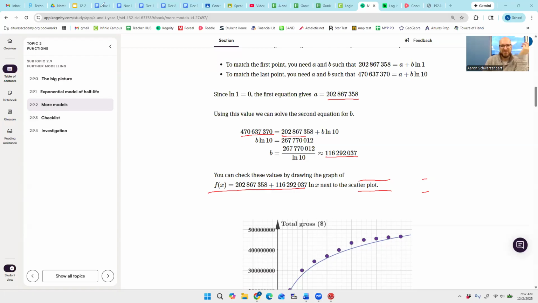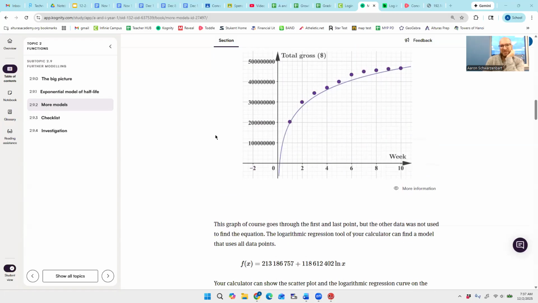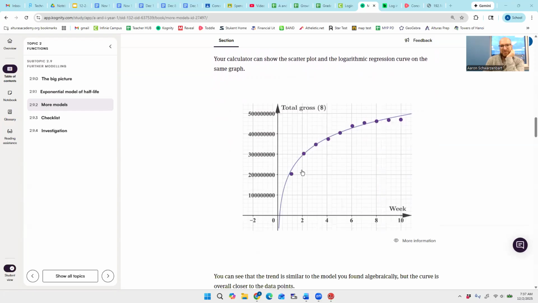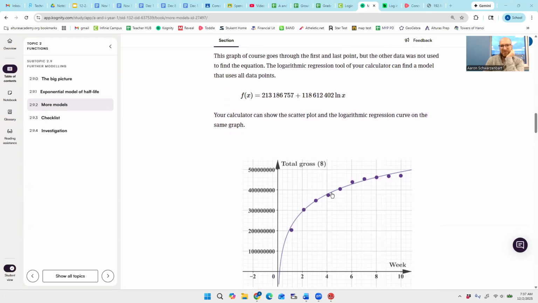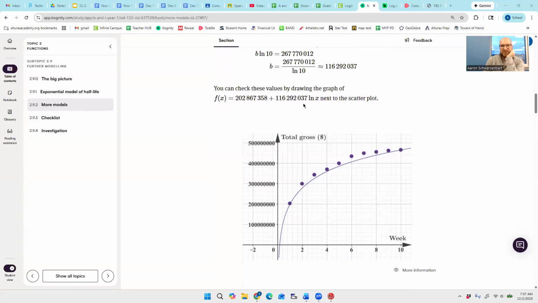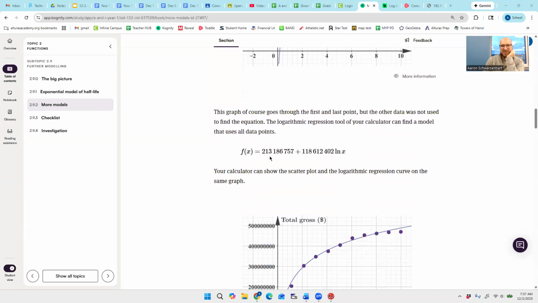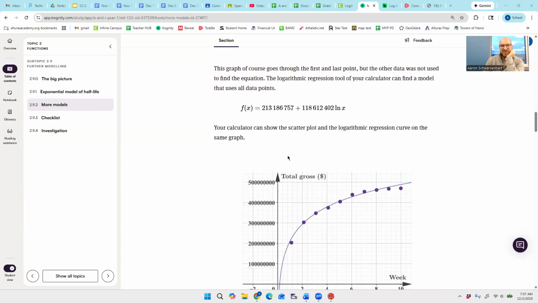We could also model via graphing calculator. But it's important to know that you can model using a pair of points and get an approximate. I'd say you'd get a better model if you use the logarithmic regression, but you can look at that one versus the f of x down here. They're not that different.